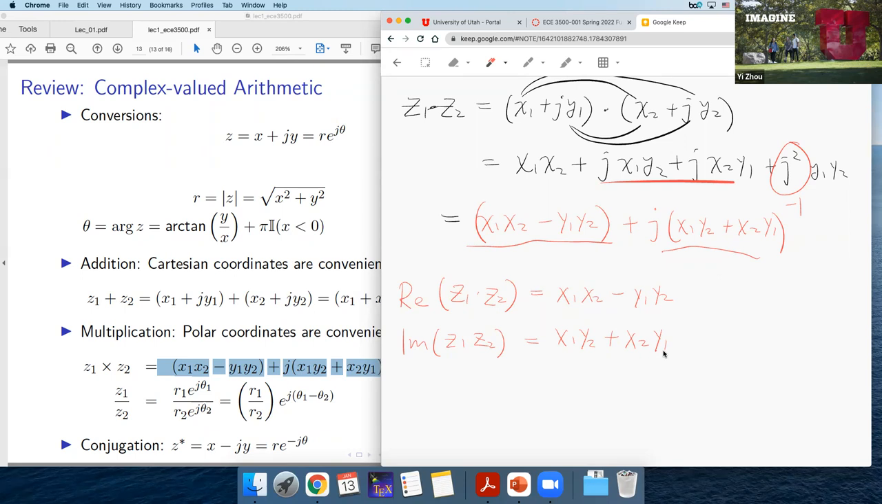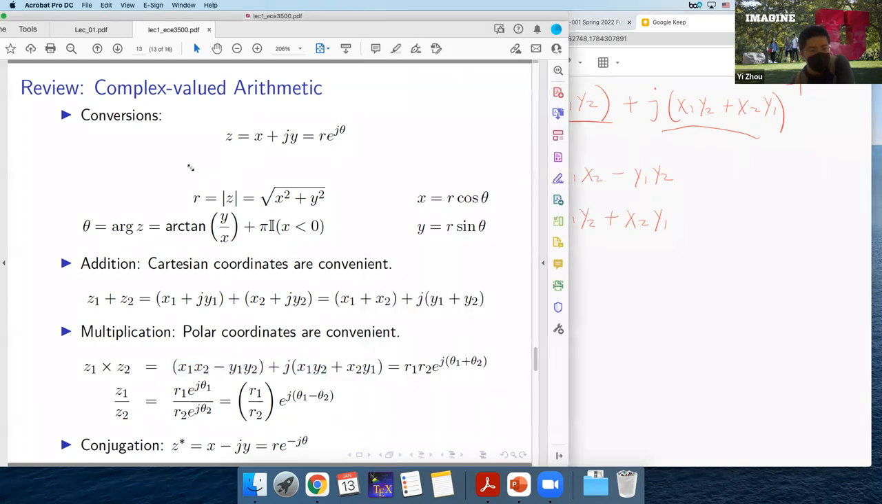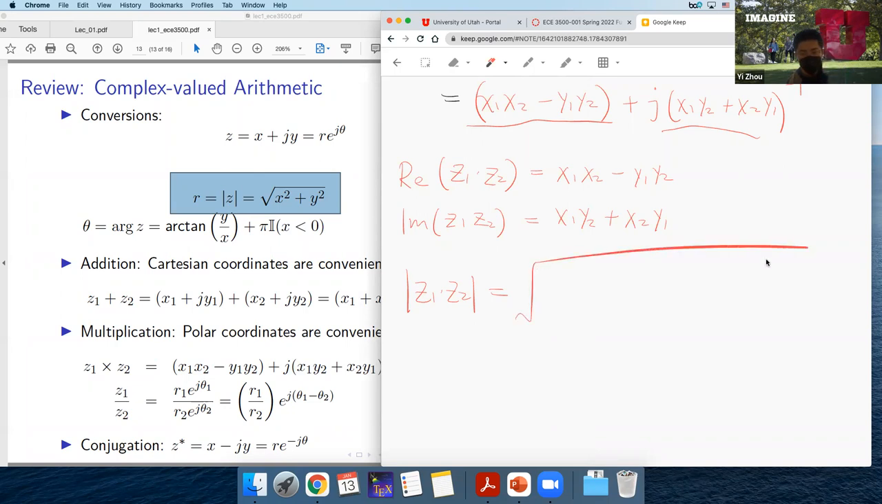And we can do more things. We can verify the magnitude expression. So okay, we know the real part and the imaginary part. We can treat the real part of this complex number as this, and the imaginary part of this complex number as this. So we can get its magnitude. So the magnitude of Z1 times Z2, by using this magnitude formula, we have the real part, we have the imaginary part, we can calculate this magnitude. So let's do that. It's the square root of real part square plus imaginary part square.